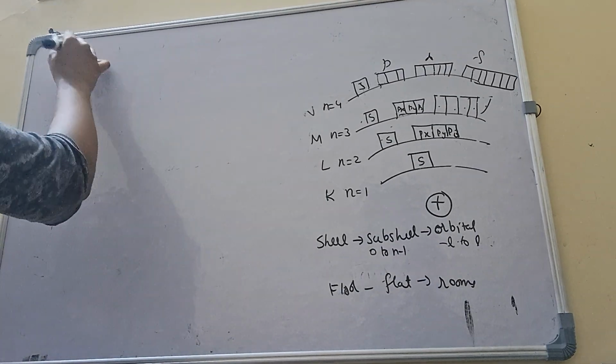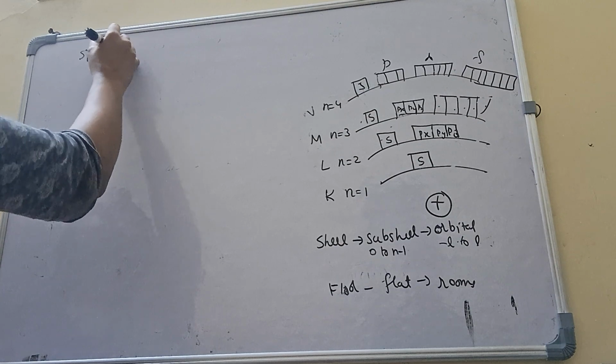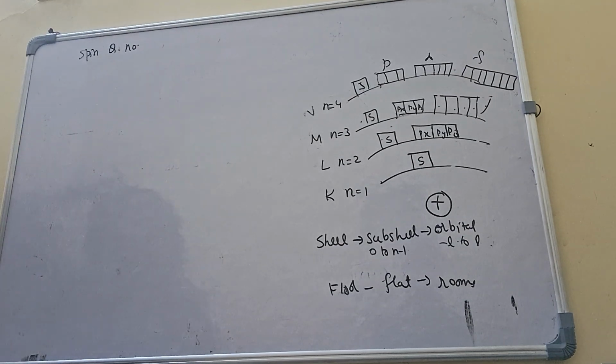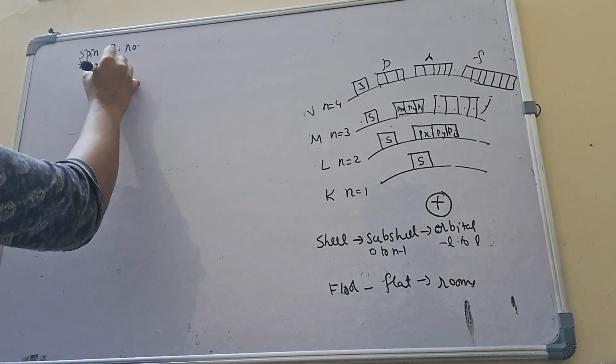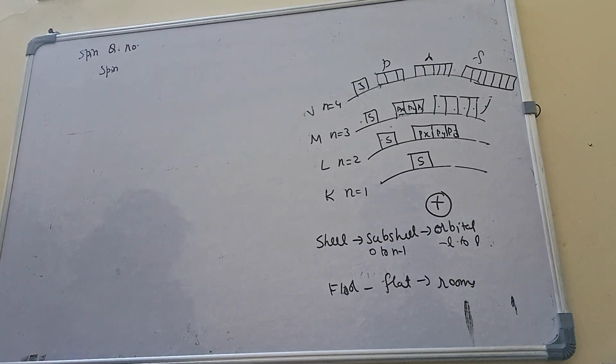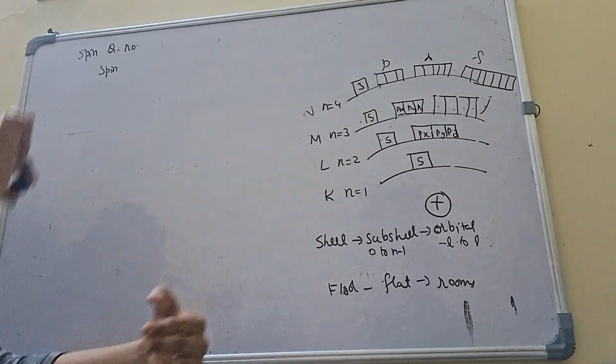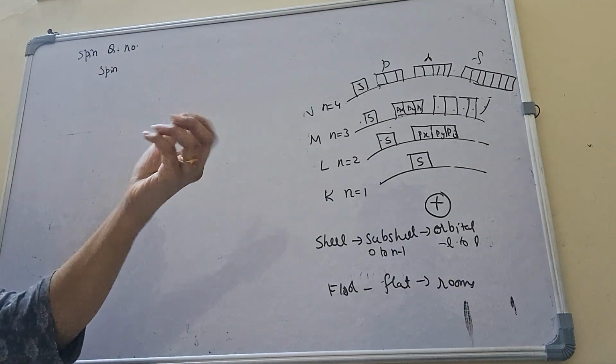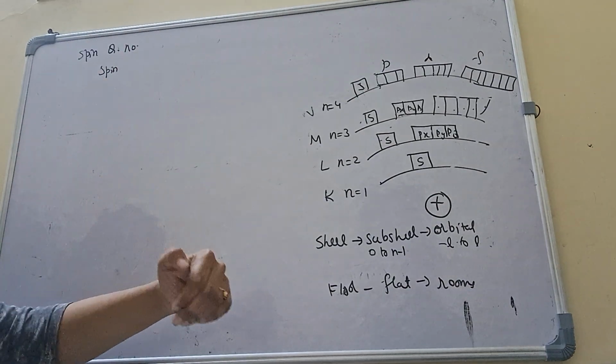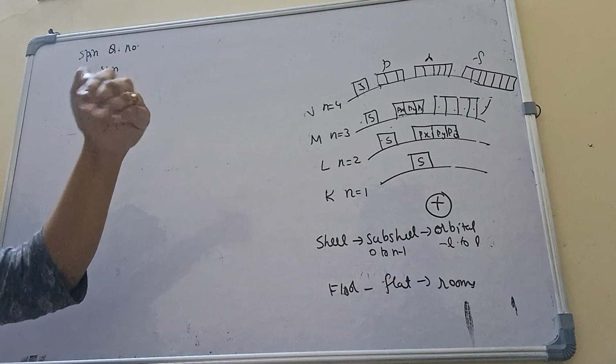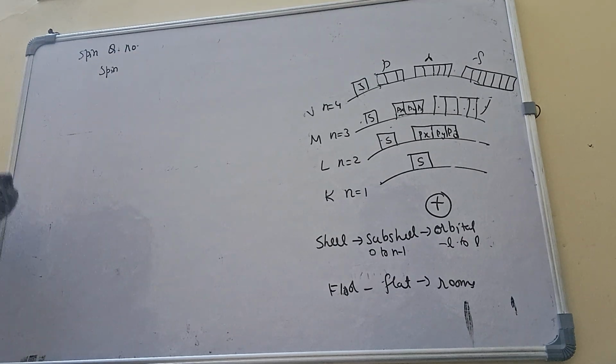Alright, so this is about the spin quantum number. It represents the spin. Electrons are just like your Earth planet. The planet is going around the sun and it is also spinning. So it is moving and it is spinning. The number which tells you the spin is what we call the spin quantum number.